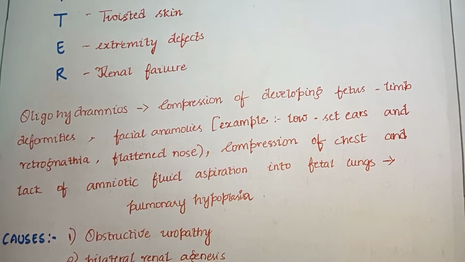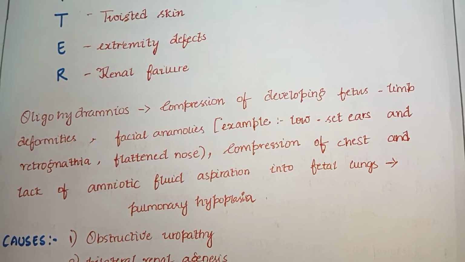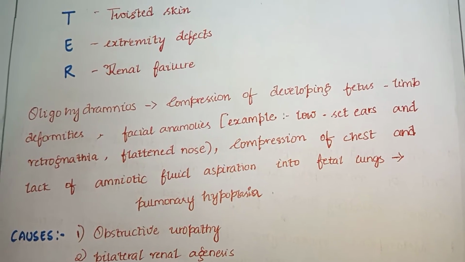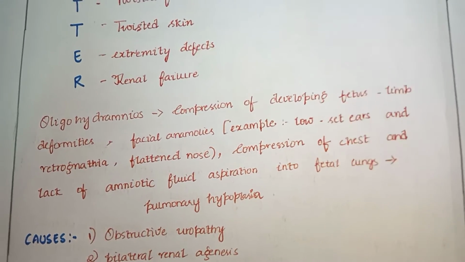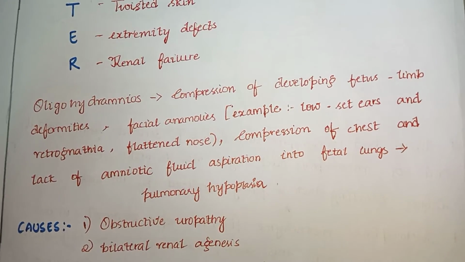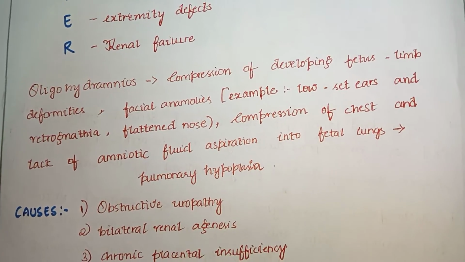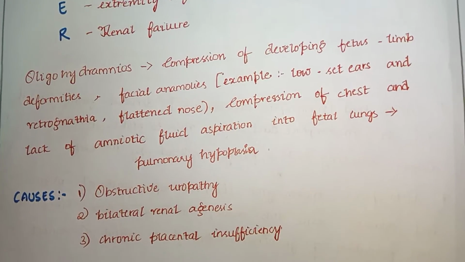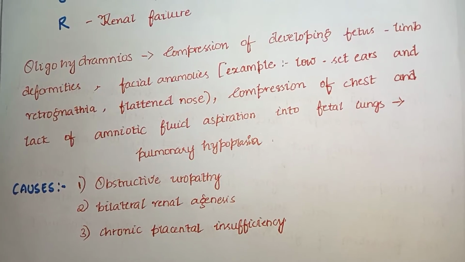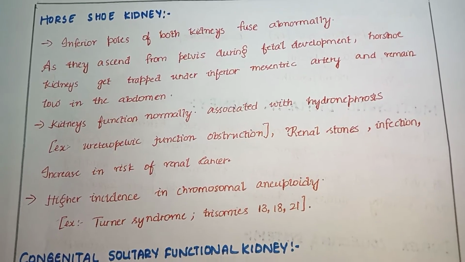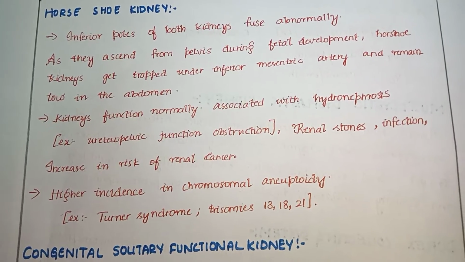Facial anomalies. Example: low set ears and retrognathia, flattened nose, compression of chest, and lack of amniotic fluid aspiration into the fetal lung leads to pulmonary hypoplasia. Causes of Potter syndrome are obstructive uropathy, bilateral renal agenesis, and chronic placental insufficiency. Now let us see other congenital malformations.